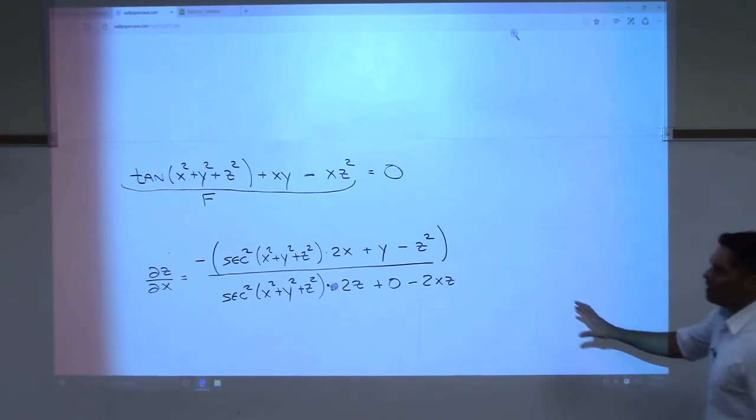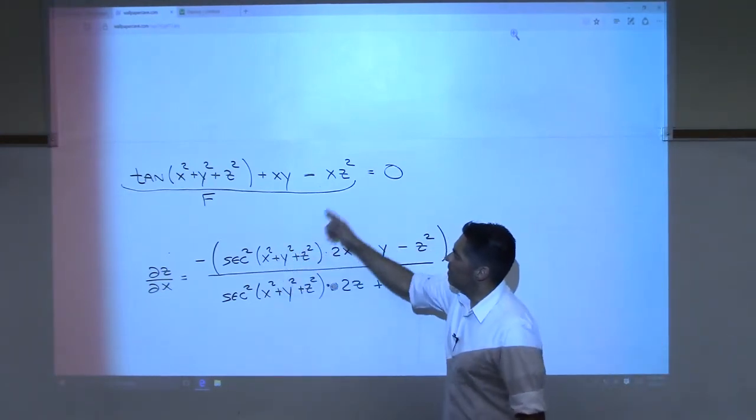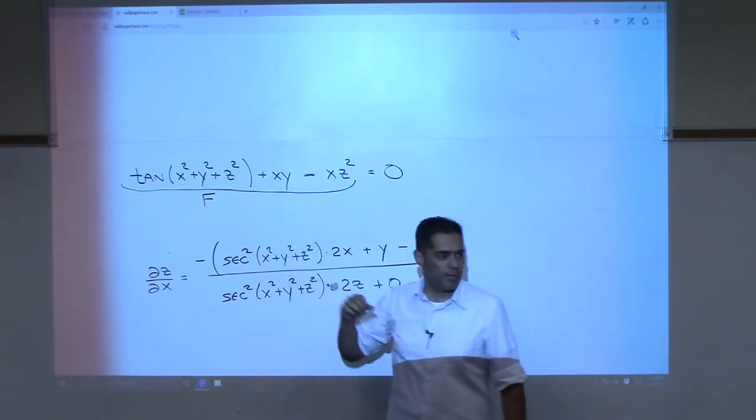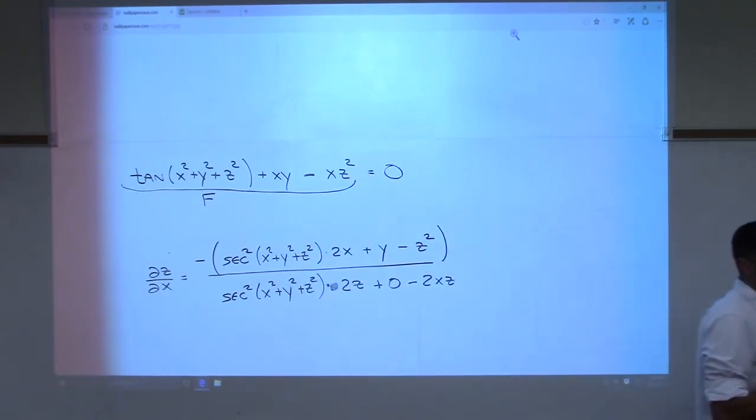The only other way to get this derivative would be to solve that for z. Like take your original equation and solve it for z. Isolate z by itself. And you can't do it algebraically. You cannot get z free from being trapped inside that trig function. So that's our only choice.